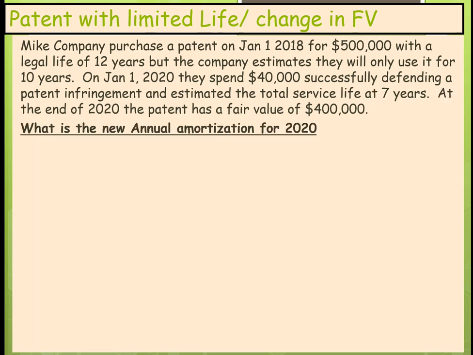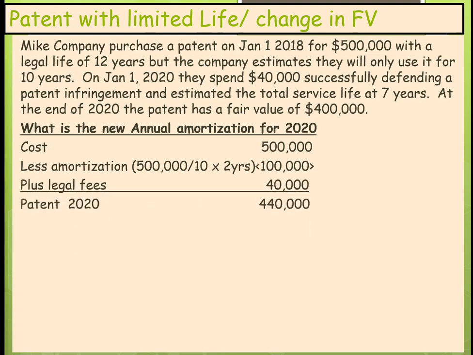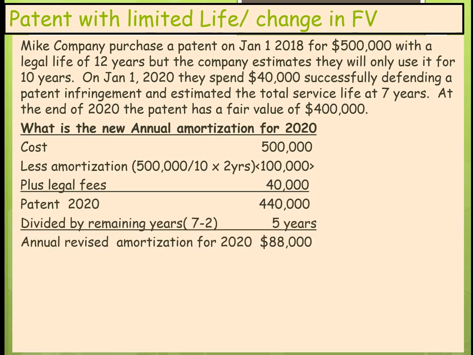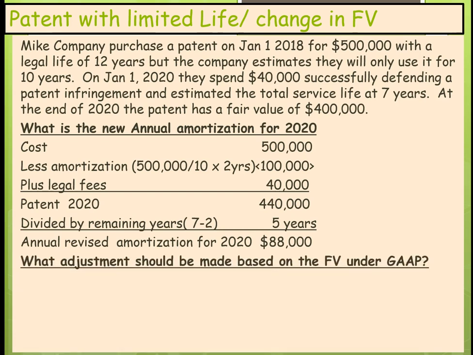Now, what's the annual amortization for 2020 after we successfully defended the patent? We would say cost less prior amortization plus legal fees. We would divide by the remaining years, which is 5, and we get our new amortization rate. What adjustments should be made based on fair value under GAAP? None, because we don't write up intangible assets under GAAP.